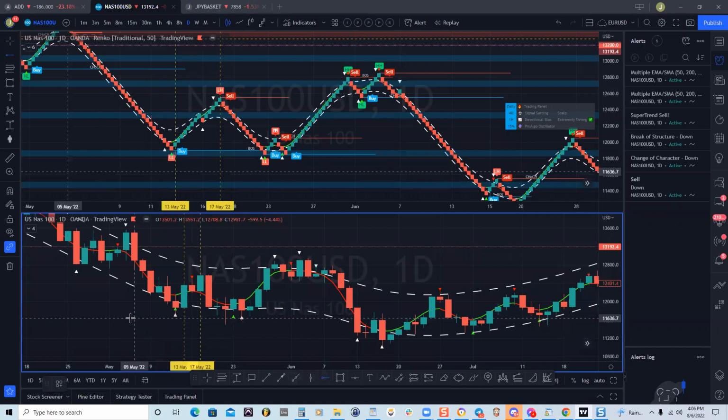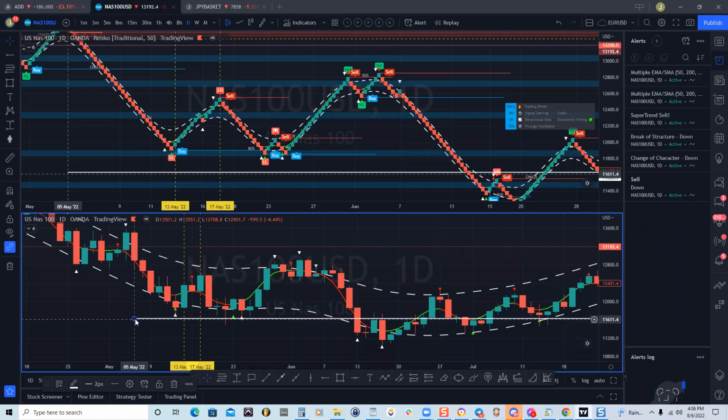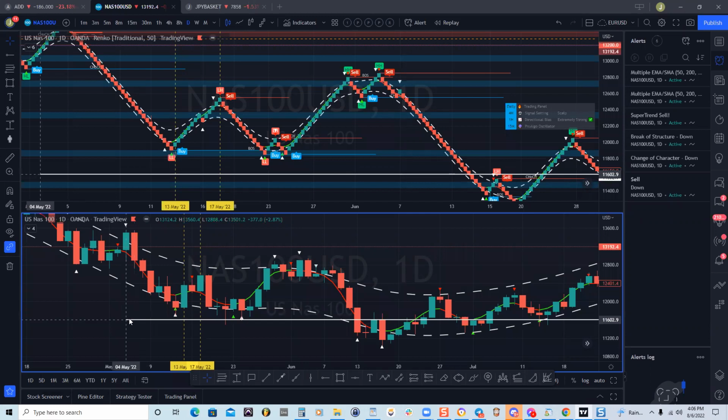When you're dealing with these, you have to give your trade room to breathe. I usually have my stop loss 50 to 100 pips because I don't know how far it's going to go, and I'm okay with that.